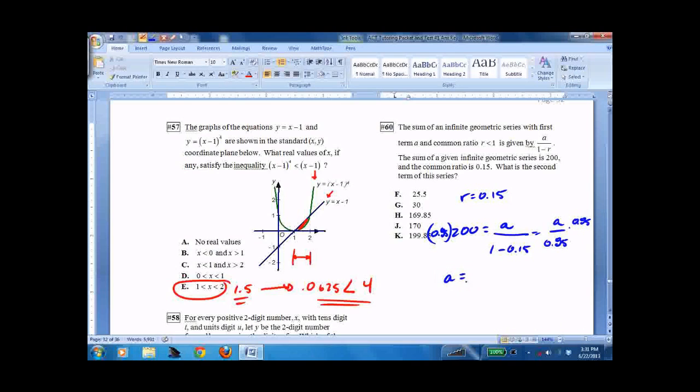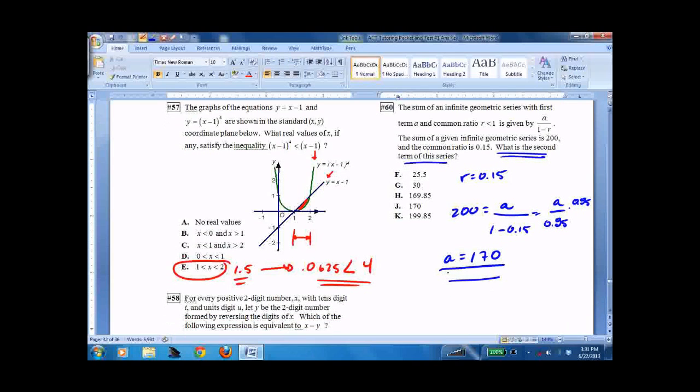A equals 170, which they very sneakily put in as one of the answers. Got to read the question. What's the second term of the series? Well, the series looks like this: 170, then 170 times 0.15 is 25.5, times 0.15 is 3.825, and it keeps getting smaller and smaller because you're multiplying by 0.15 every time. Well, who cares? They just want the second term. So it's 25.5. Tricky problems. Good luck.